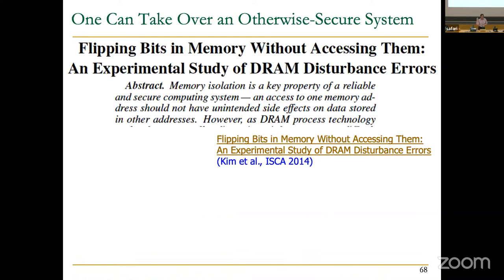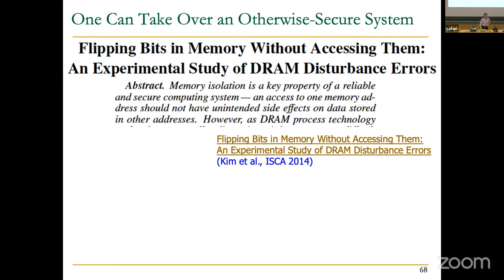And now we're going back to how it's related to memory. If you look at the paper that we wrote in 2014, it says memory isolation is a key property of a reliable and secure computing system, and access to one memory address should not have unintended side effects on data stored in other addresses. And virtual memory actually ensures this, right? Virtual memory is great because it ensures this, but unfortunately, virtual memory is powerless if you have a bit flip at the underlying levels like this, right?